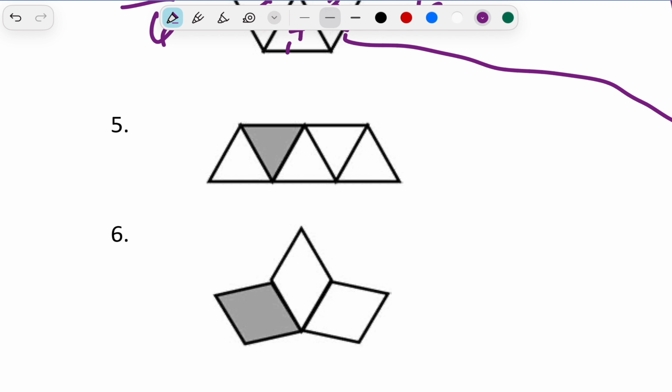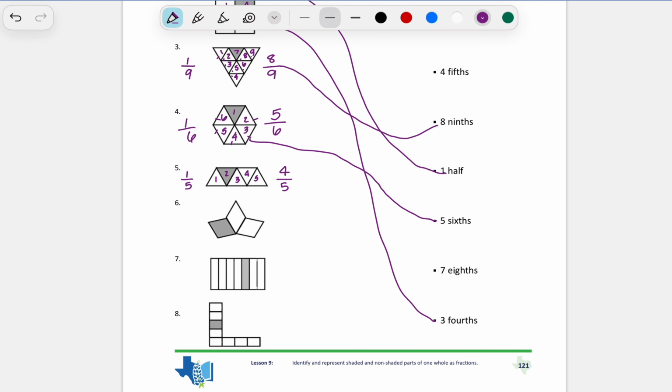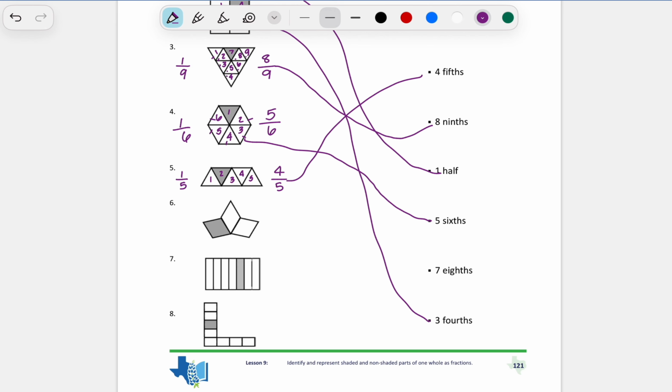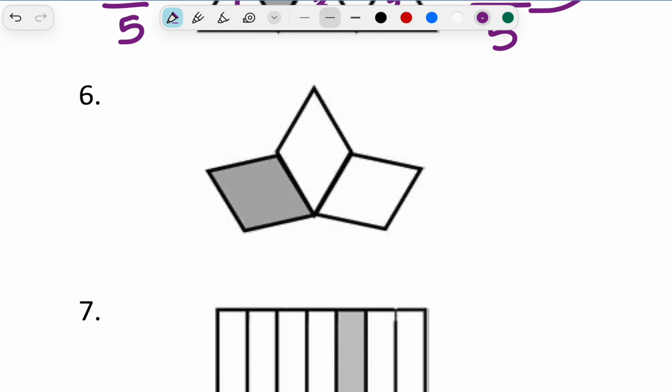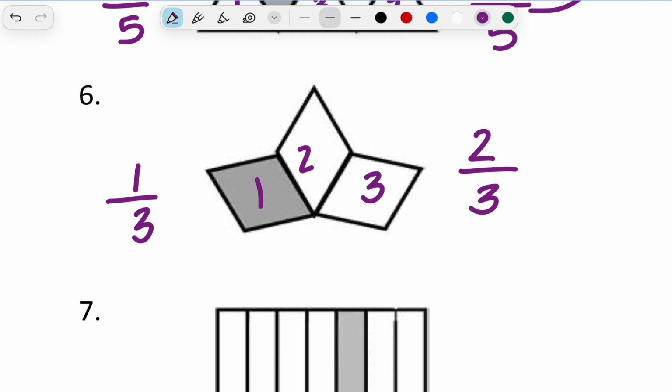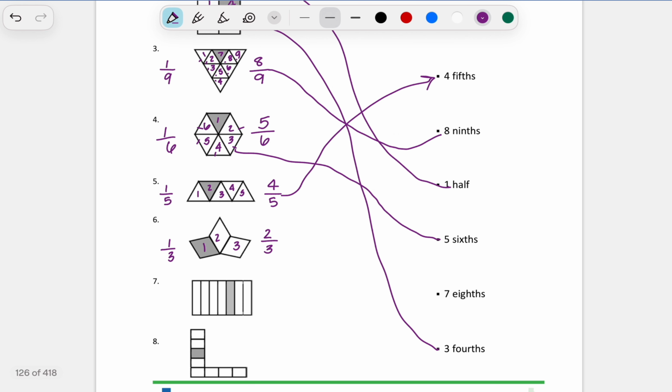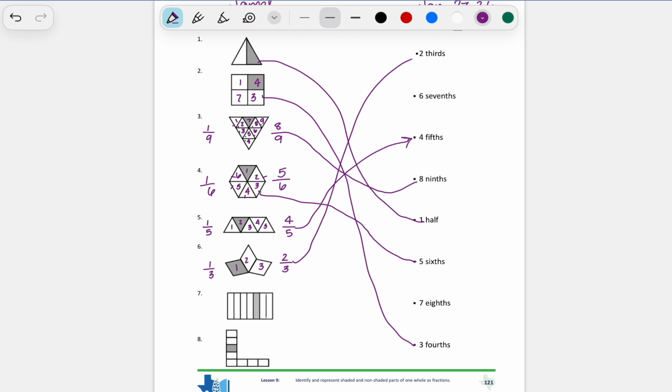All right, this one here is 1, 2, 3, 4, 5. So this makes 1/5 shaded and 4/5 not shaded. That will match up to this one here. Notice how I'm numbering everything and putting the fraction of shaded parts and the fraction of non-shaded parts outside the shape. This is 1, 2, 3. This makes 1/3, and the fraction of non-shaded parts is 2/3. So I'm going to match this one to 2/3, which would be right here at the top.